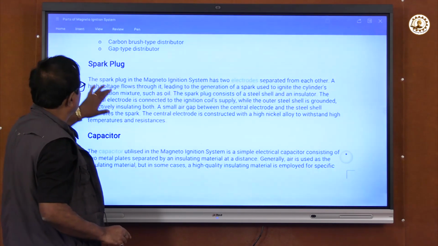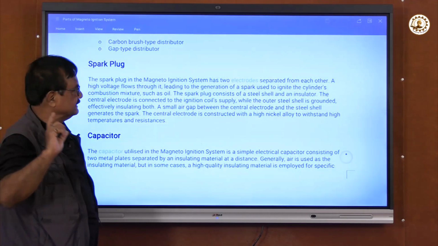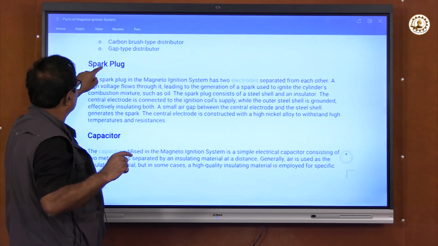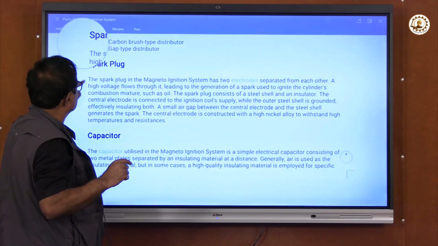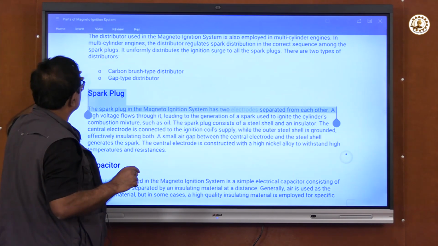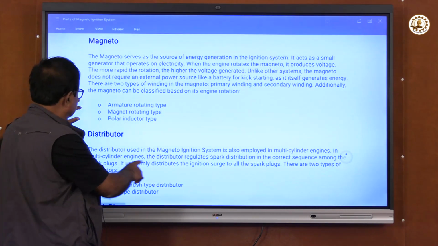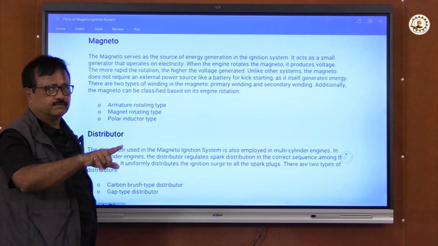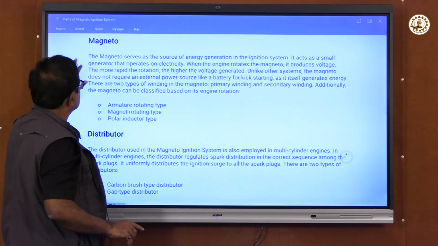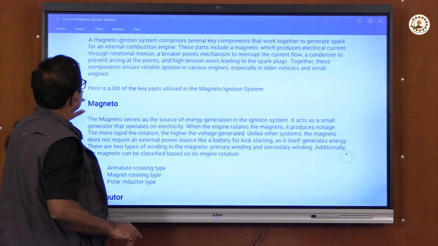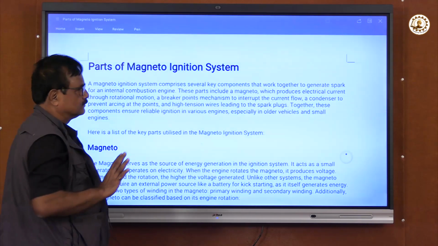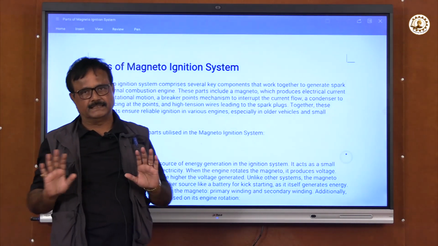Now I have this spark plug, it is inside the engine, where it gives you the spark of 22,000 volts. Now we will see this type of distributor, a different type of distributor, which is rotating for every spark plug, and now this is the magneto ignition system. Now these are the magneto ignition system and battery ignition system. This is very clear to you.